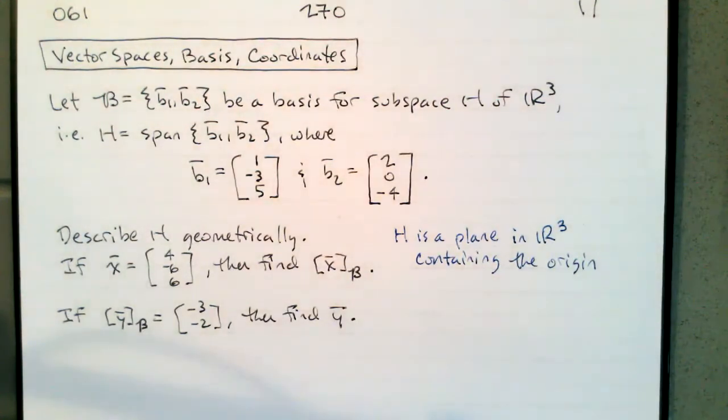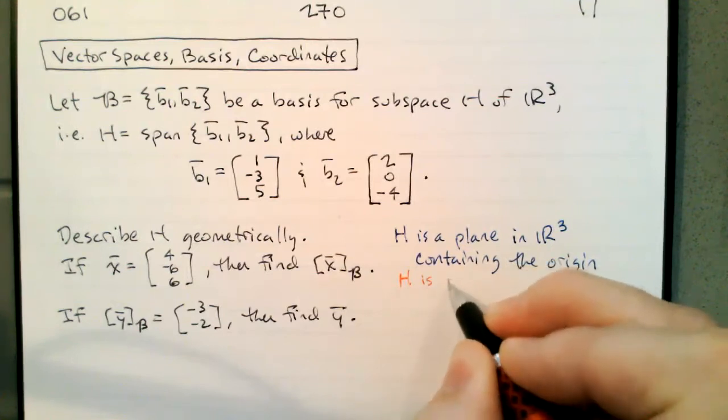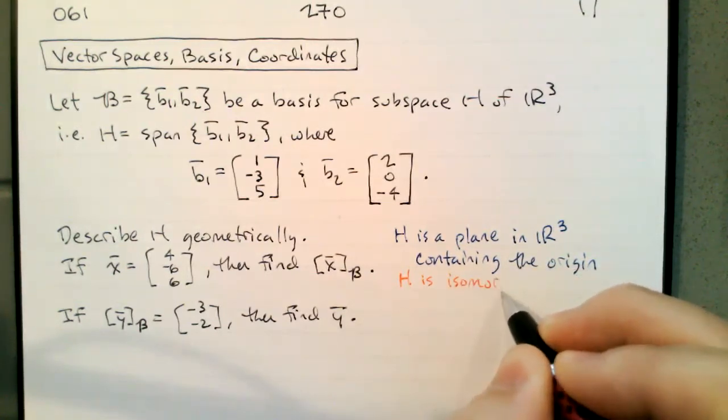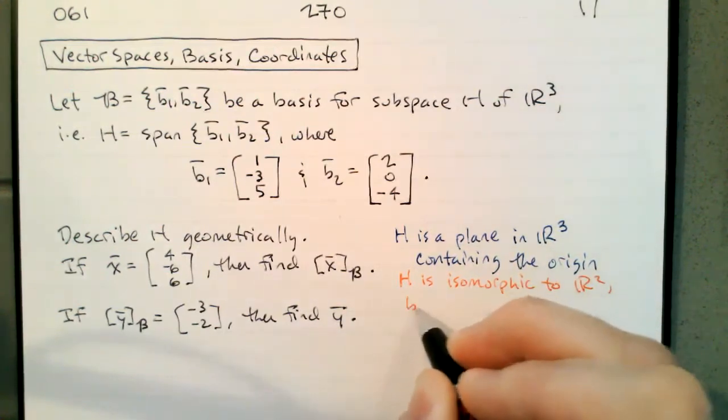It's really important to note that H is a two-dimensional subspace of R3, but H is not equal to R2. Everything in H has to have 3 coordinates. Everything in R2 only gets to have 2 coordinates. So we want to note that H is isomorphic to R2, but it is not equal to R2.